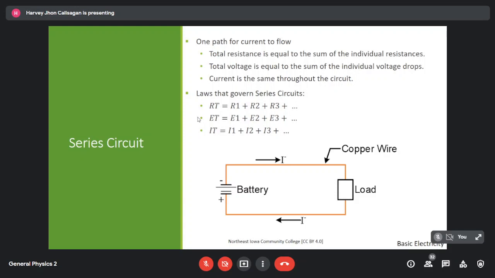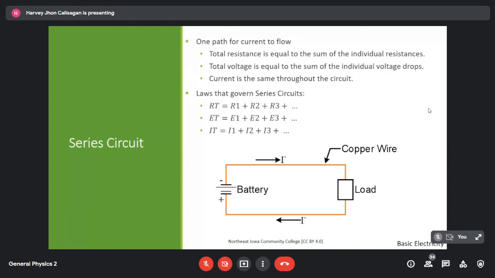So, in a circuit, if you have for example a power supply like a battery, the battery here is a voltage. We represent it as a voltage. So what's with the series circuit? We have total resistance equal to the sum of the individual resistances. Okay, try to look at these laws that govern the series circuits. So for the resistance, we have to add R1 plus R2 plus R3 and so on and so forth. Okay, that is the purpose for us to understand the series circuit.